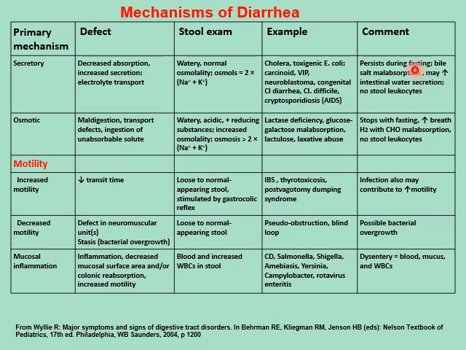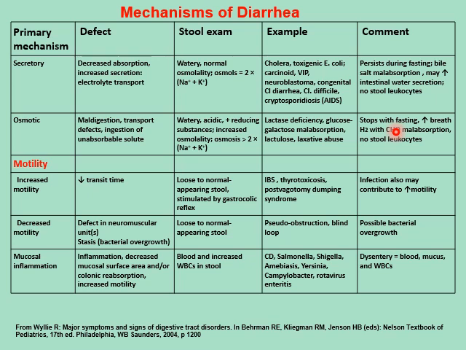Here, the diarrhea persists during fasting, with bile salt malabsorption, and there may be increased intestinal water secretion and no stool leukocytes. Opposite to inflammation, because here there is invasion. You may see blood and white blood cells.